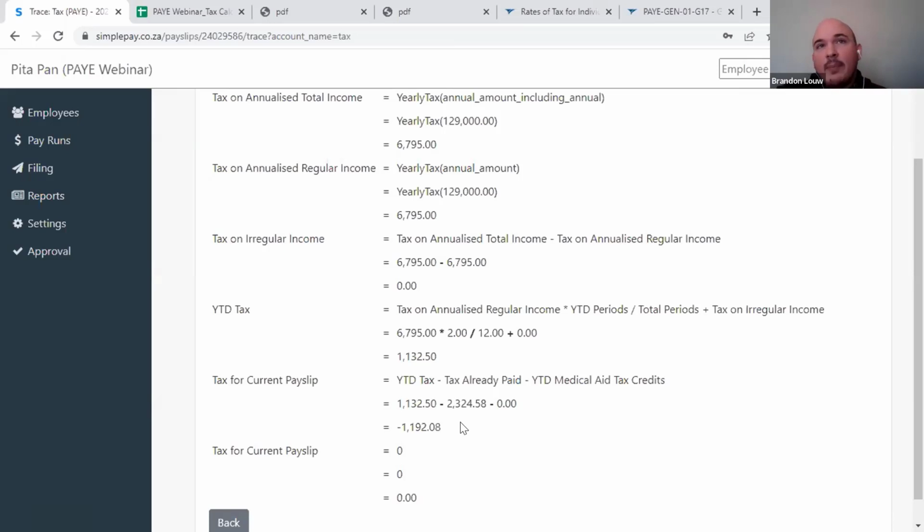However, if it happened to be that this employee, their salary didn't go up again, and it stayed consistent at 1,500 Rand, the PAYE every month is going to be 0 on the payslip. Because SARS doesn't allow employers to refund tax, right? It would be 0. And then at the end of the tax year, this employee would have to go and do their tax return with SARS, which in most cases now it is auto-calculated anyway. And then SARS would refund this 1,192 Rand and 8 cents to that employee.